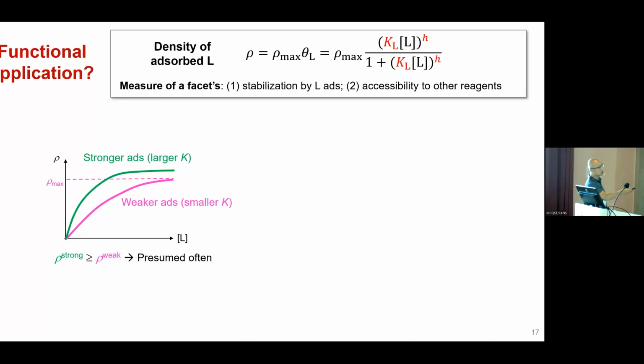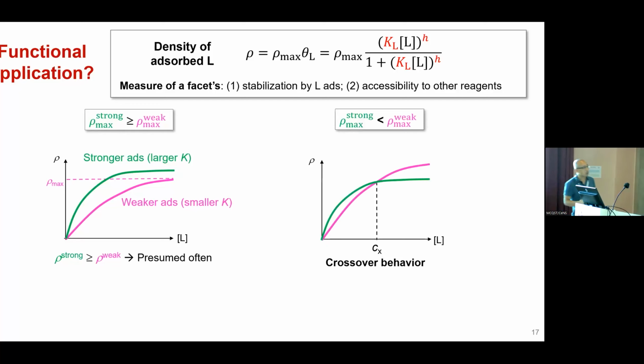But it turns out this presumption, where the green curve on the stronger surface is above the magenta curve of the weaker surface, is only true under a condition where the maximum density on the green, stronger adsorbing surface is larger than the magenta, weaker adsorbing surface. So this condition has to be satisfied for the two curves to behave like this. Now, if the maximum density on the green, stronger surface is actually smaller than the maximum density on the magenta, weaker surface, these two curves actually cross at a particular critical concentration.